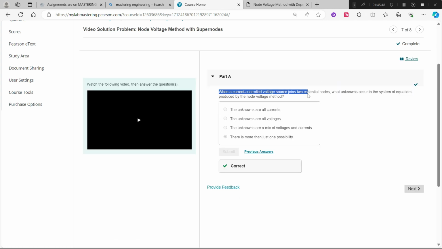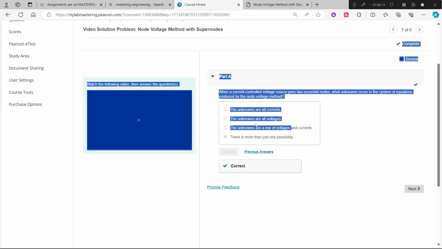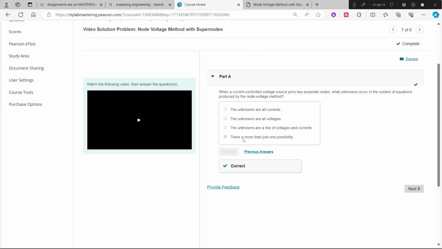When a current-controlled voltage source joins two essential nodes, what unknowns occur in the system of equations produced by the method? Well, there's more than just one possibility. I originally thought it was a mix, because you have unknowns that are voltages and currents. Well, you can just have one or the other, but you can also have a mix. So all of these possibilities are likely. So this is why this is right.